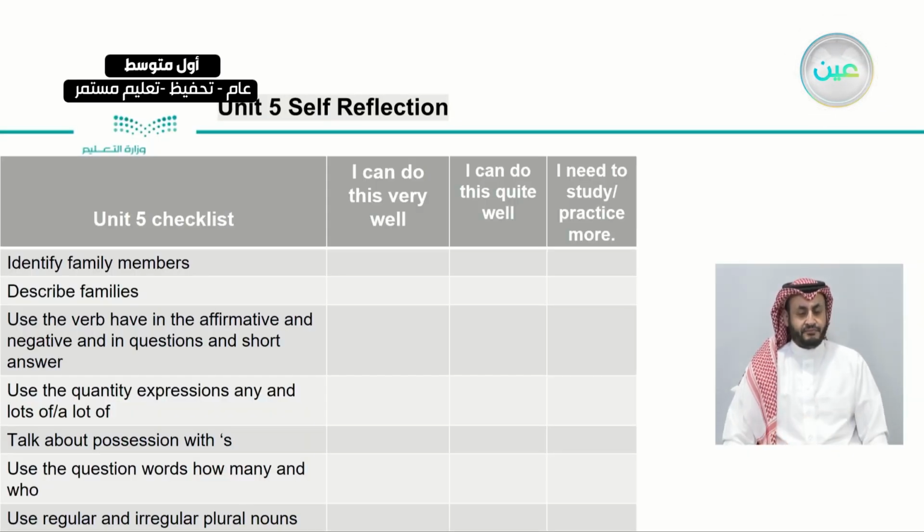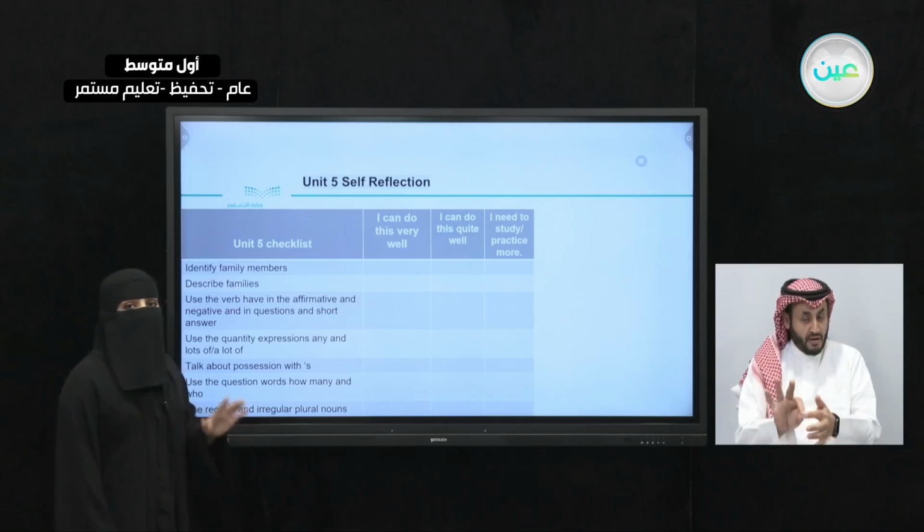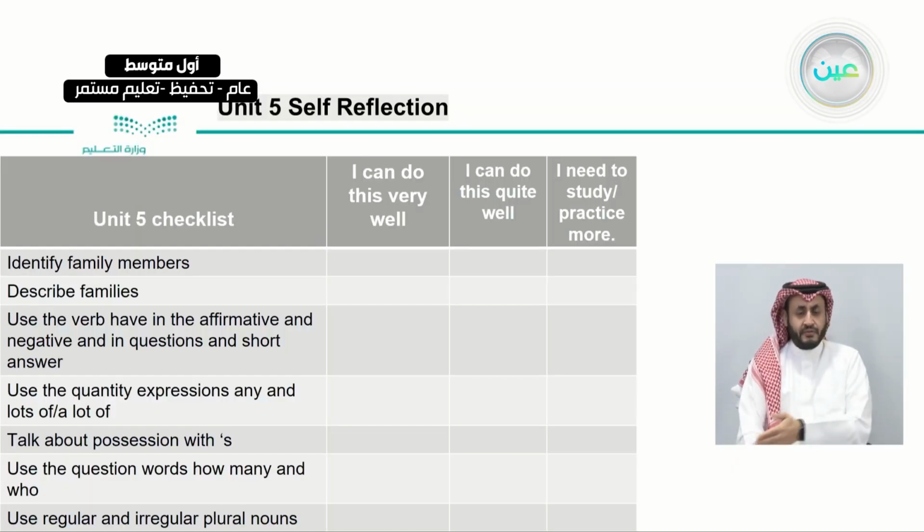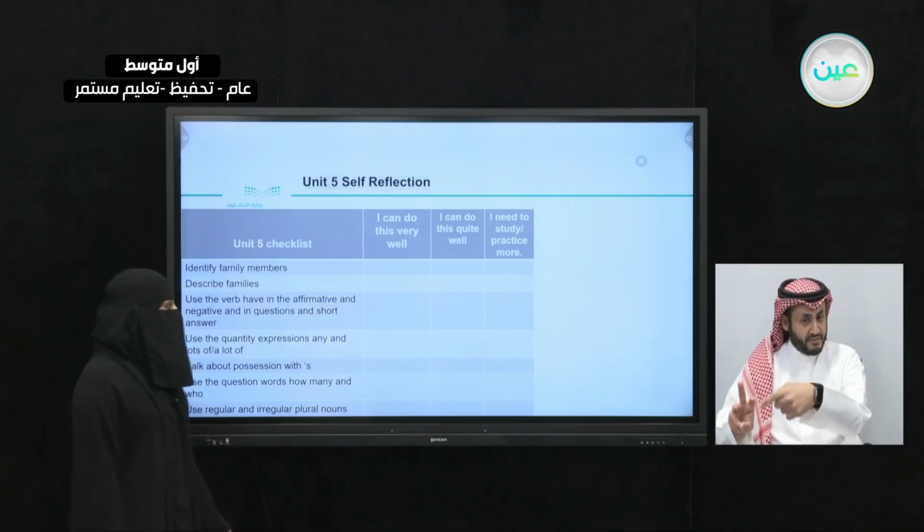Let's have a Unit 5 checklist right here. As you can see, you have I can do this very well. If you feel you are really good, if you give yourself 5 out of 5 in this thing, you can put yourself a check right here. I can do this quite well. That means you need to go back to the book and review your knowledge. I need to study, practice more. That means you need to go back and study more.